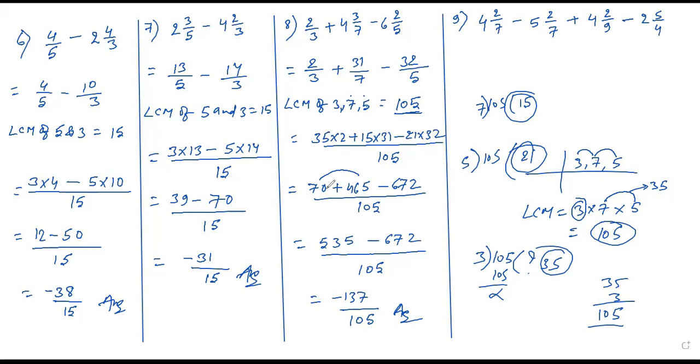So this into this, and this into this. First add the positive numbers. The positive numbers are 70 and 465, so add them. So 535, and write the negative number as it is, so minus 672. Now when you subtract them, you will get minus 137 divided by 105. So this will be the answer.